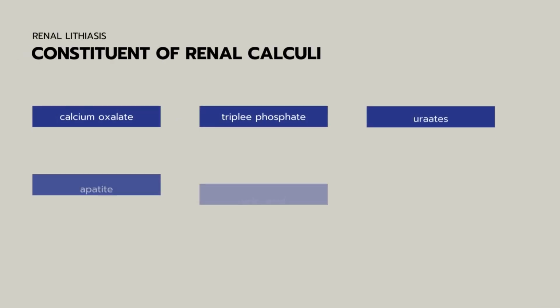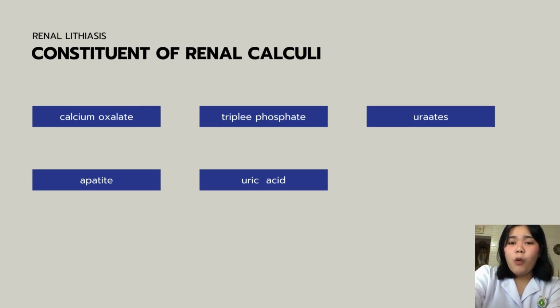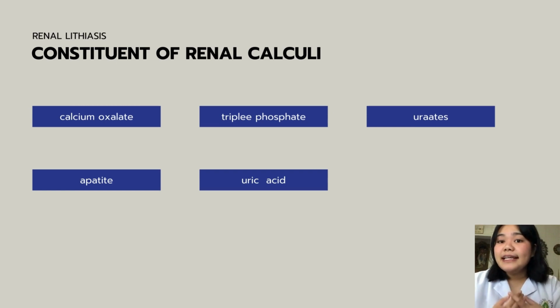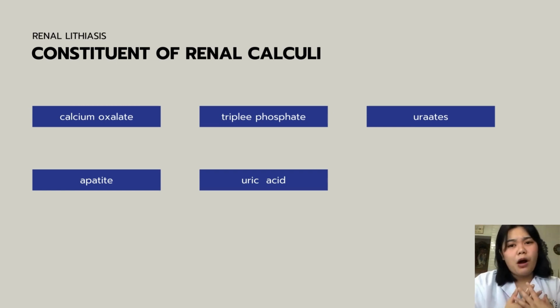Now, what is the constituent of renal calculi? Well, calcium oxalate is the major constituent of renal calculi, and this is frequently associated with metabolic calcium and phosphate disorder and occasionally diet. For the apatite, it can be in the form of calcium, magnesium, phosphate, and carbonate, while triple phosphate can be in the form of calcium, magnesium, phosphate, carbonate, and ammonia. We also have uric acid and urate.